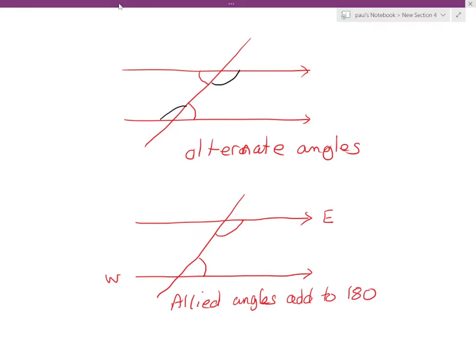Now there is one other set of allied angles in here as well, which is on the other side of the line, which is these two, the blue ones. So we've got allied angles. Let's go back up.